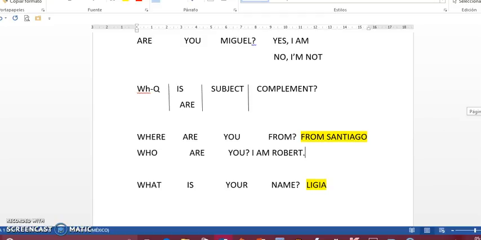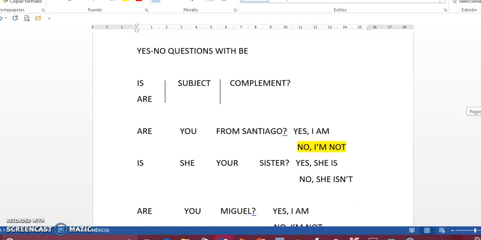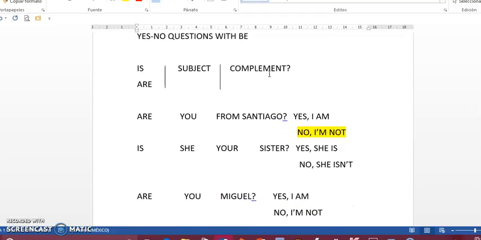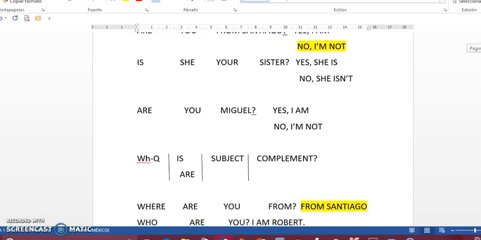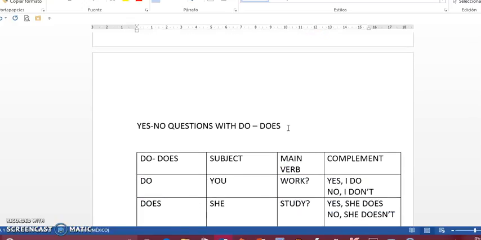Well, now let's go with this is with the verb to be. Remember the complement of the verb to be is going to be a noun, an adjective, or a location. Can be nouns, adjectives, or location, the complement of my questions here. Okay, well, now let's go to the review of the simple present tense of the verb.